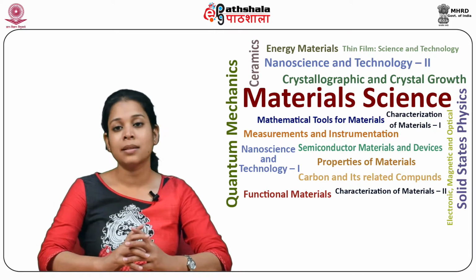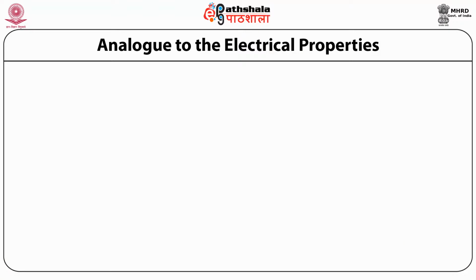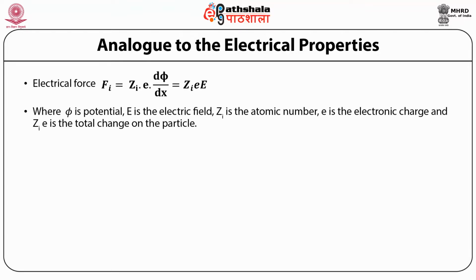Students, let us discuss the electrical conduction in ceramics in detail now. Let us talk about the analogy to the electrical properties. As you all know, the electrical force is given as Fi = Zi e dφ/dx, which is equal to Zi e E, where φ is the potential, E is the electric field, Zi is the valence number, and e is the electronic charge. So Zi e is the total charge on the particle.